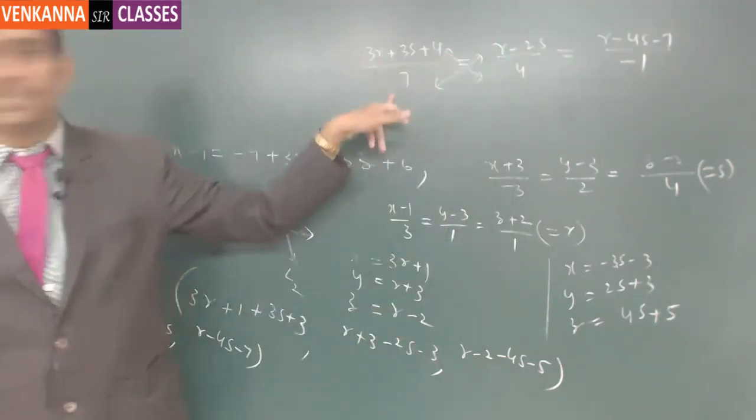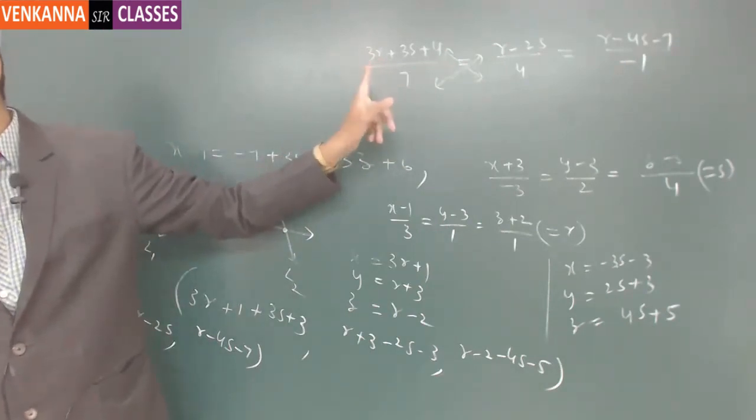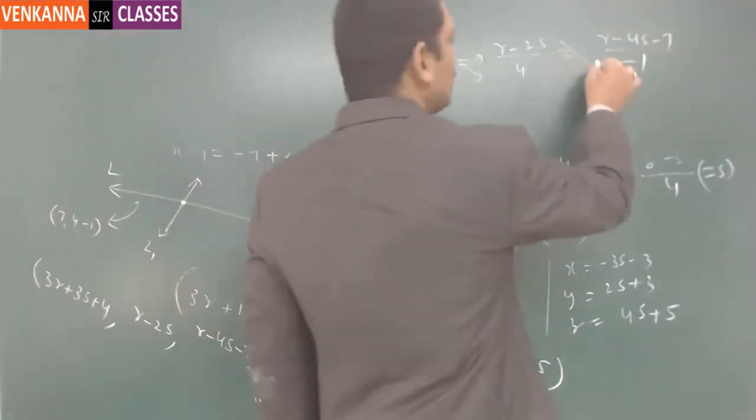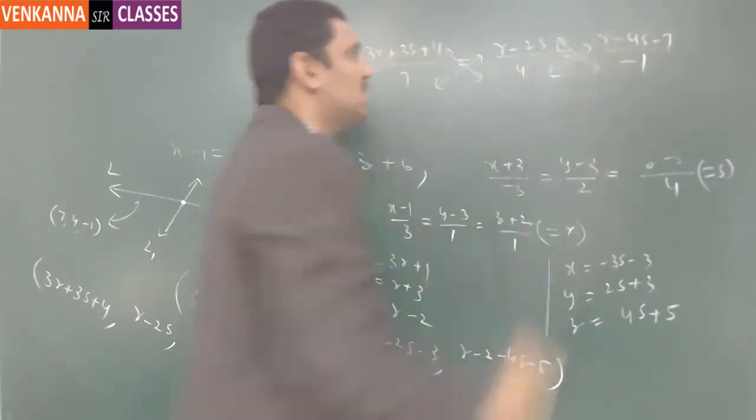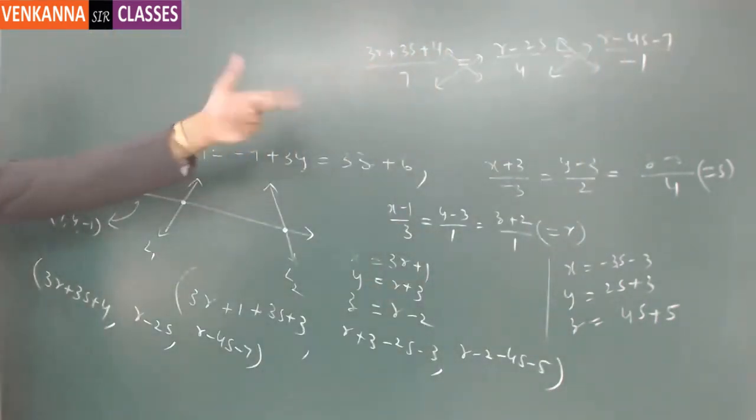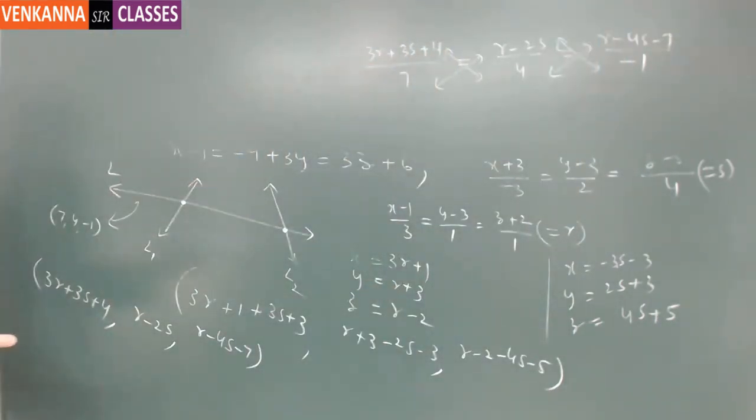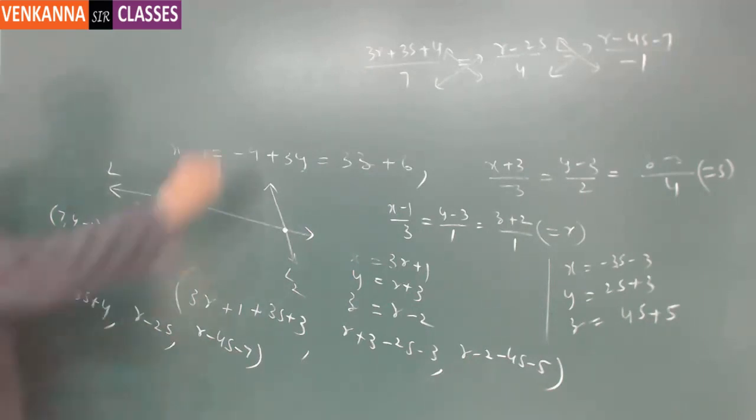Cross multiply these two fractions, you will get one equation. Cross multiply the other two fractions, you will get another equation. If you take the proportionality constant, it is a lengthy procedure. You need to solve more equations. Apart from that, you can do cross multiplication. On solving that, you will get the values r is equal to 2, s is equal to minus 1.